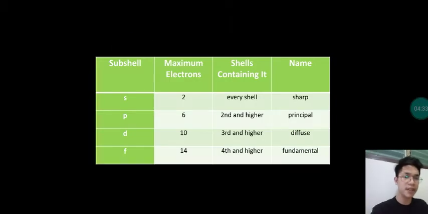In summary, this table tells us that the subshells S, P, D, F respectively contain a maximum of 2 electrons for S, 6 for P, 10 for D, and lastly 14 for F. In every shell there will always be an S subshell, second and higher for P, third and higher for D, fourth and higher for F. The names of these subshells are S for sharp, P for principal, D for diffuse, and F for fundamental.